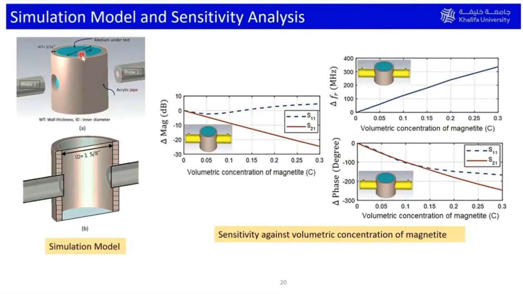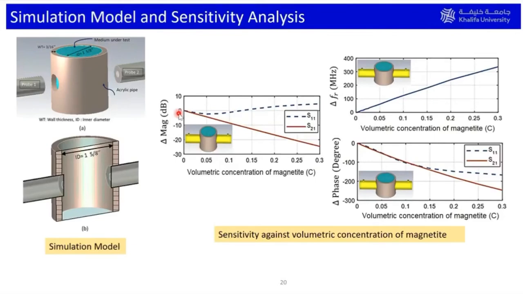So we mixed these two kinds of substances, and we got what the change in the permittivity and permeability of the media would be if we change the volumetric concentration of one of the constituents. Sorry, in this case we have not considered the magnetic case, so it's only the permittivity and the loss.